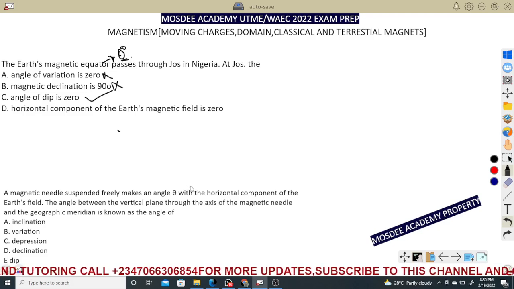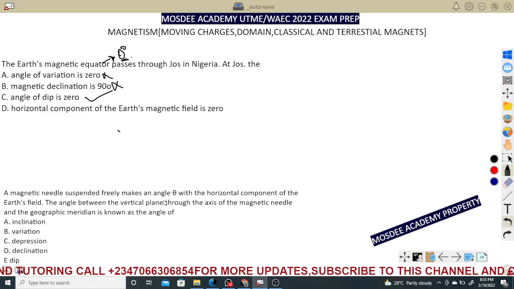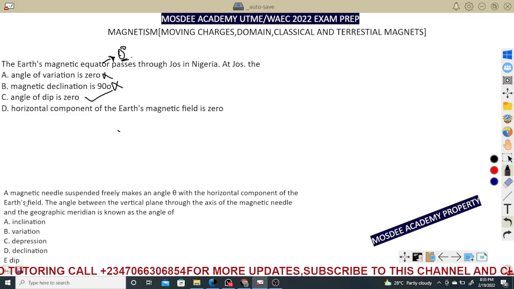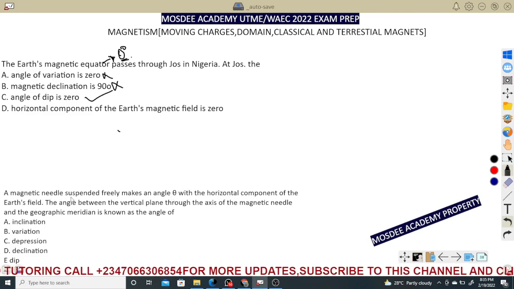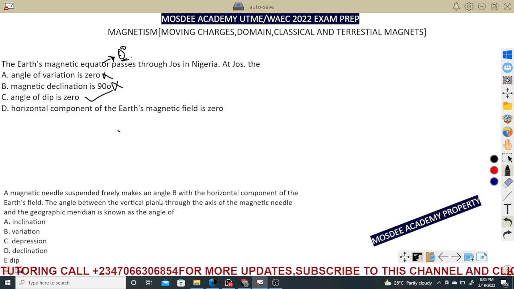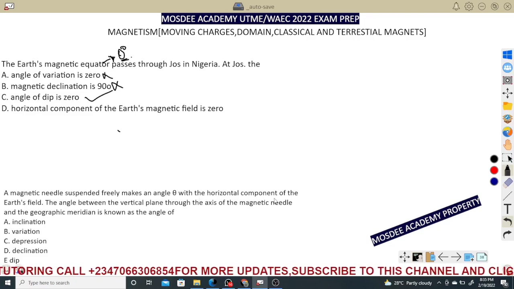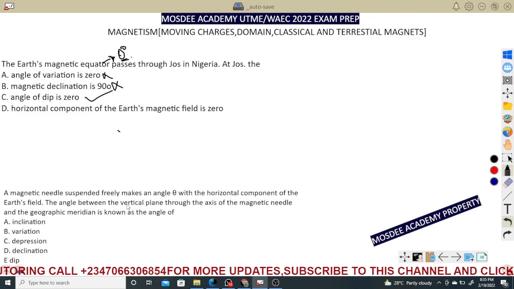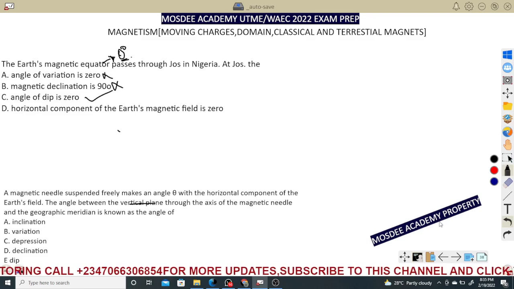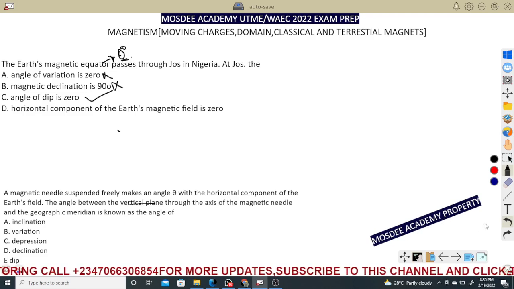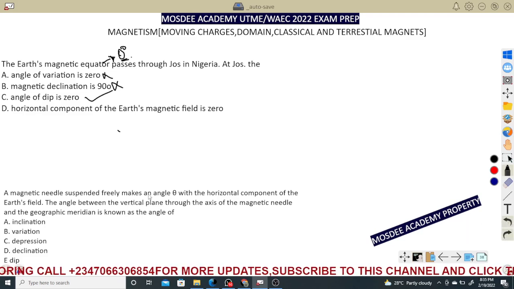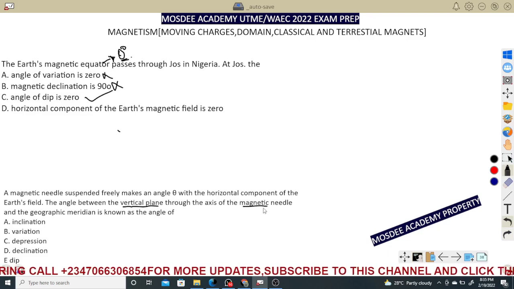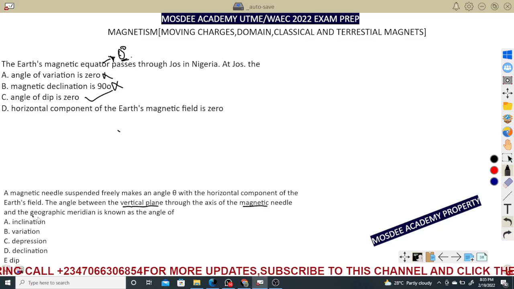I hope my students are enjoying this class, and if you are enjoying this class, let's move on to the next question. And the next question says, a magnetic needle is suspended freely at an angle of theta with the horizontal component of the Earth's magnetic field. The angle between the vertical plane through the axis of the magnetic needle and the geographical meridian of the needle.